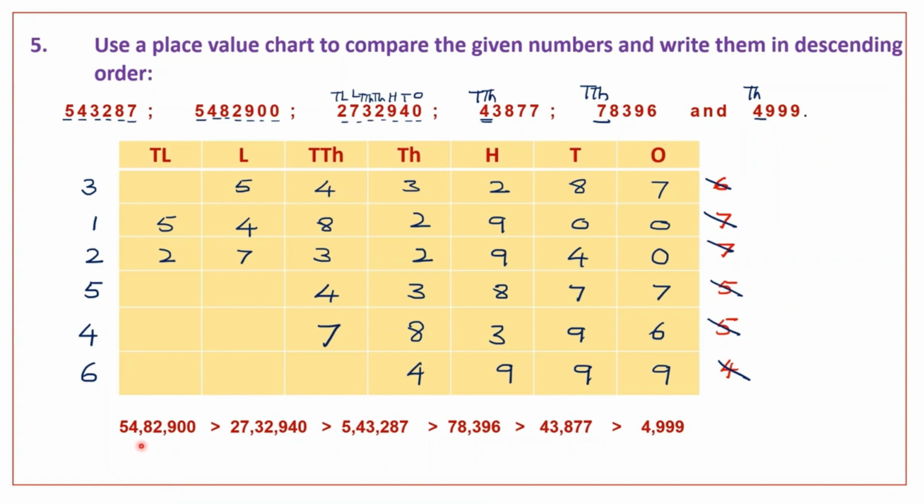So this is 54 lakh 82,900. Next one is 27 lakh 32,940. 5 lakh 43,287. 78,396. 43,877. And the last one 4,999. So we have answered the question. We have compared the numbers and put them in descending order.